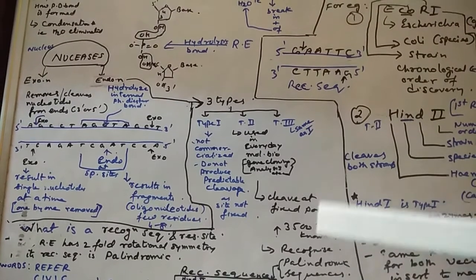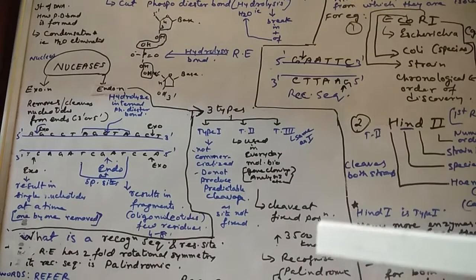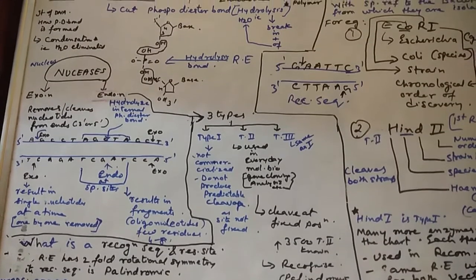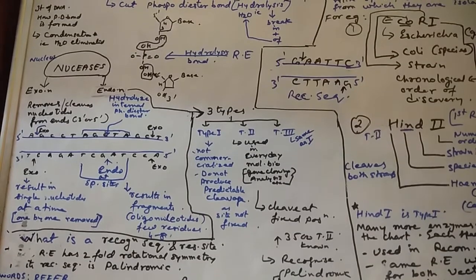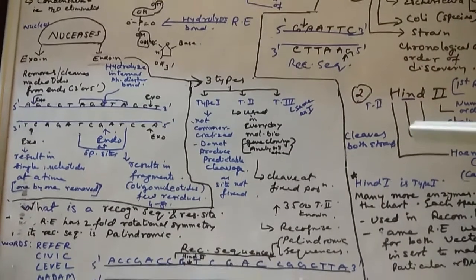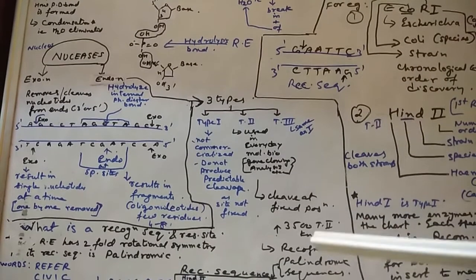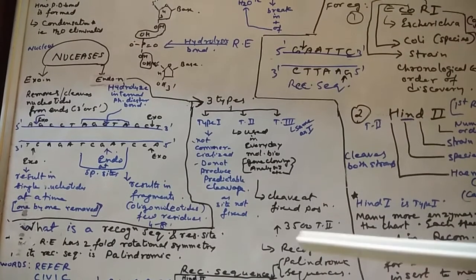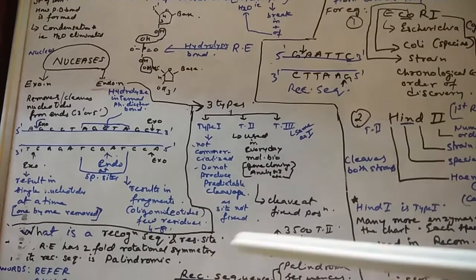And there are more than 3,500 type 2 restriction enzymes. In NCERT books, totally the enzymes are given as 900 or so. But that is long back. Now even type 2 enzymes by themselves are more than 3,500. So these type 2 restriction enzymes recognize palindromic sequences. So what are palindromic sequences? What is a recognition sequence? What is a restriction site?